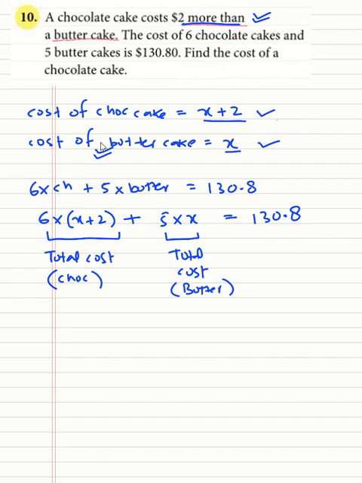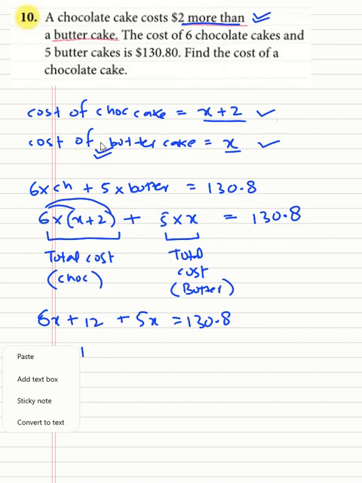Okay, so when you solve this, this will be 6x plus 12. We have opened the bracket, 6 multiplied by x and 6 multiplied by 2, plus 5x equals 130.8. Then this will be 6x plus 5x, x with x we add, so this will be 11x, and 12 will be shifted to the other side because we cannot add this 12 with x. This is the basic rule, that we only add the variable with variable and the number with number, the constant with constant. So we are going to subtract this 12 from 130.8.